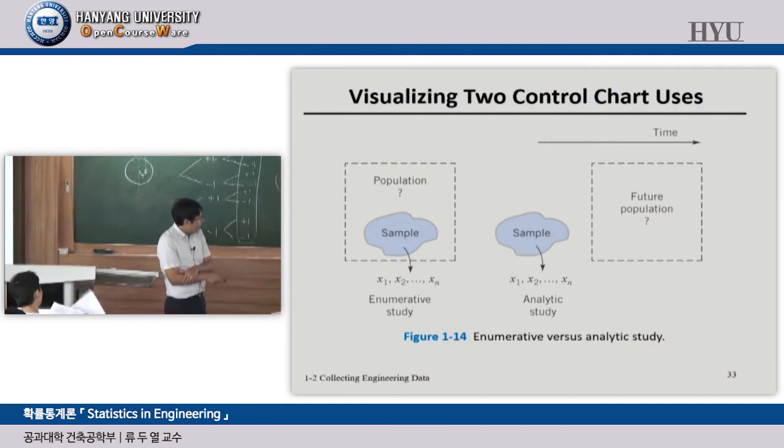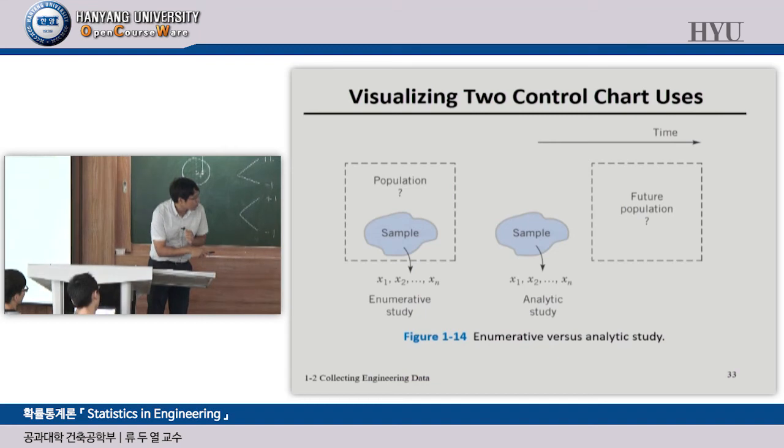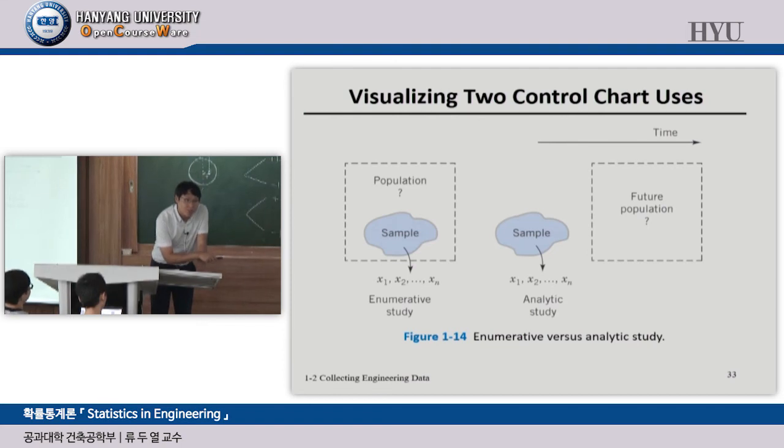The left side indicates the enumerative study. As you can see here, we can simply select some samples from the population. And by evaluating the performance of the selected sample, we can simply presume the performance of the whole population, right? That is how the enumerative study works.